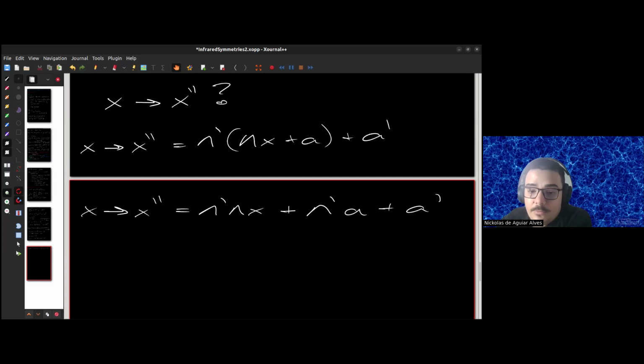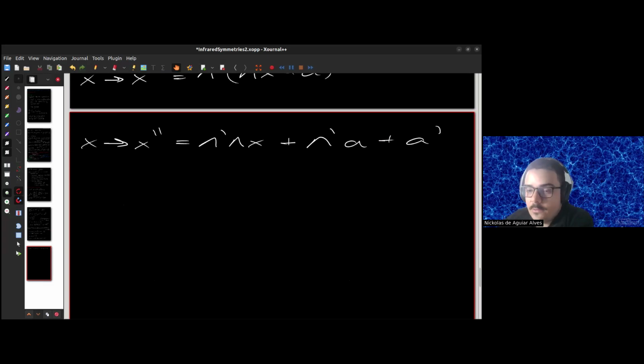Okay, and we see that this is actually still a Poincaré transformation. The reason for that is that this is a composition of Lorentz matrices, and since the Lorentz group is a group, we know that this guy belongs in the Lorentz group.